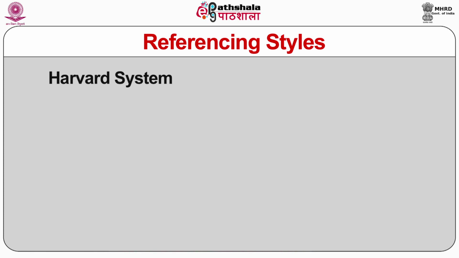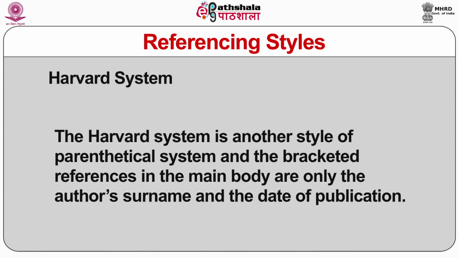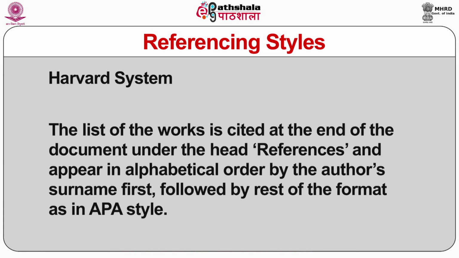The third style is the Harvard system. The Harvard system is another style of parenthetical system, and the bracketed references in the main body are only the author's surname and the date of publication. The list of the works cited is at the end of the document under the head References and appears in alphabetical order by the author's surname first, followed by the rest of the format as in the APA style.